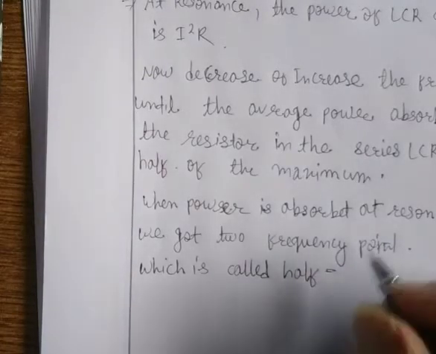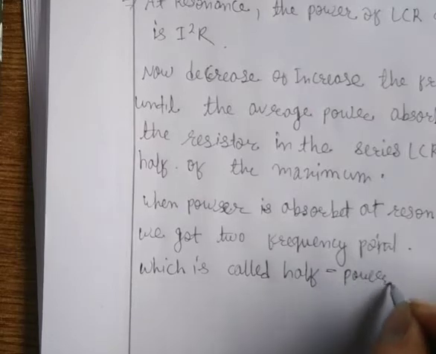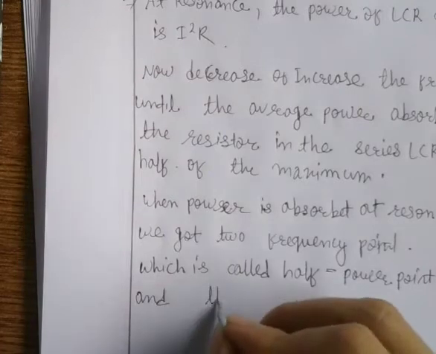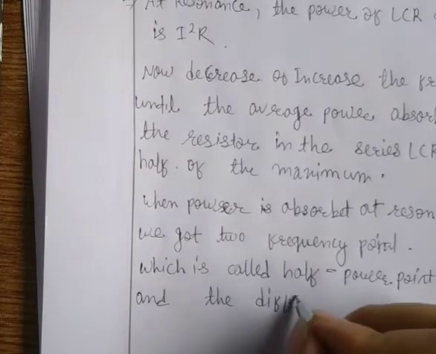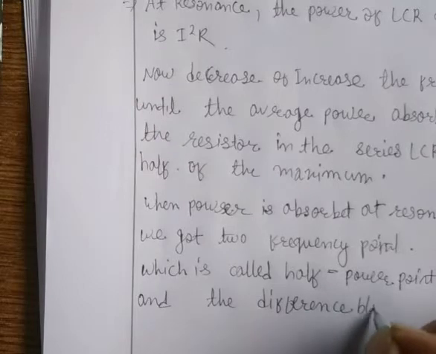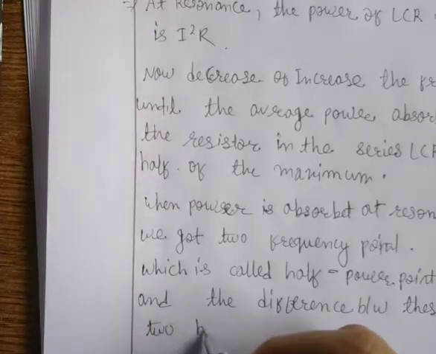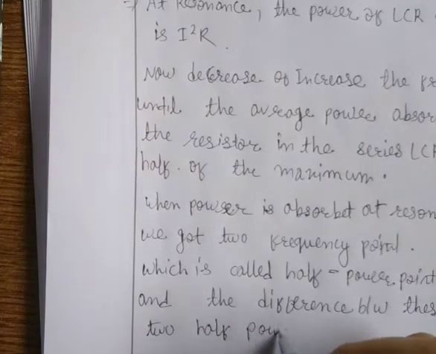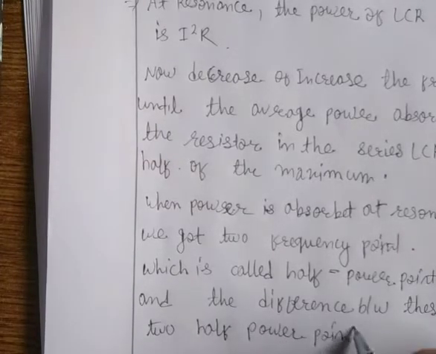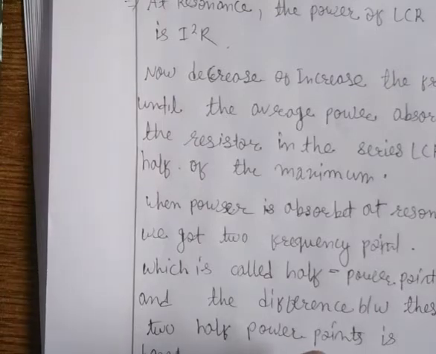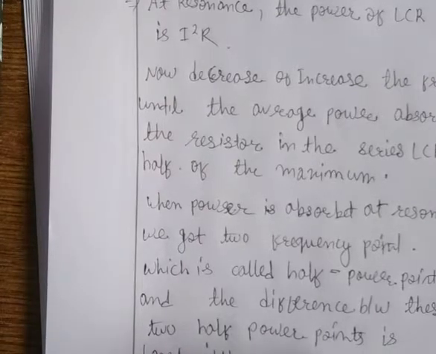The difference between these two half power points is called the bandwidth of a series resonance circuit.